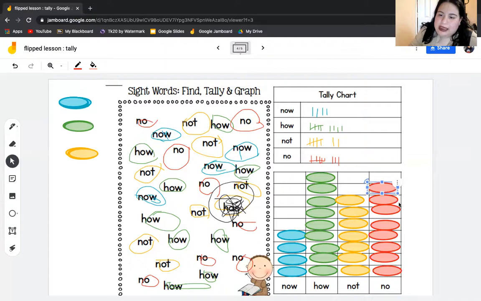So now that we have filled in our tally chart and our bar graph, we could use either to answer these next questions. But we're going to use our bar graph for right now. If we are looking at our bar graph, which sight word has the most amount? Which one has the most color? If you said how, you are right. It has the whole thing filled out.